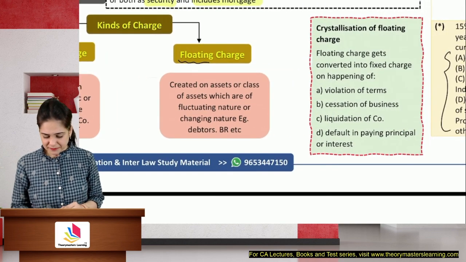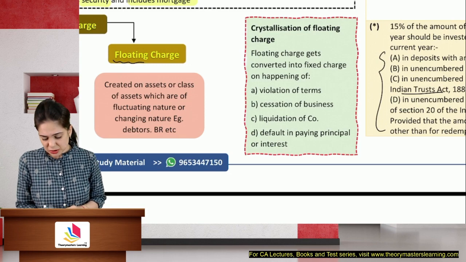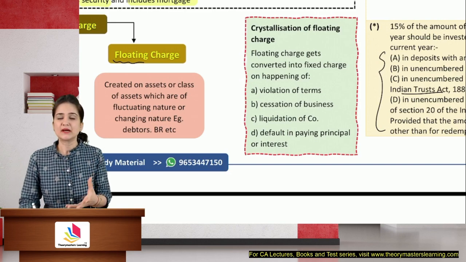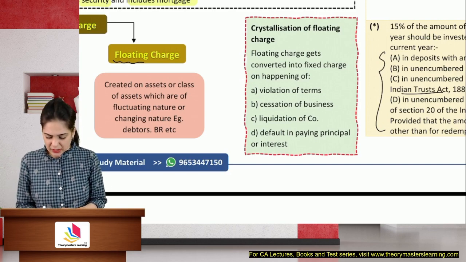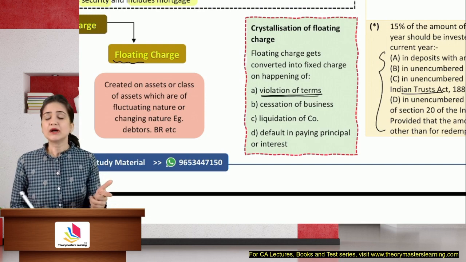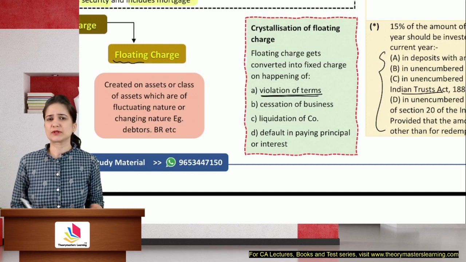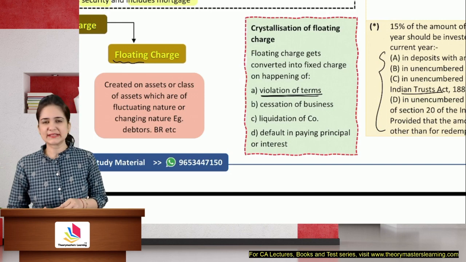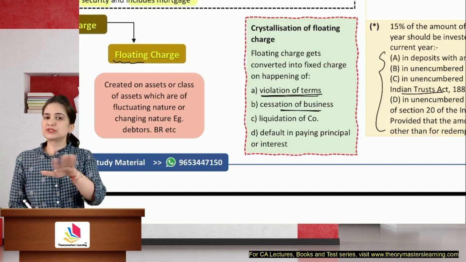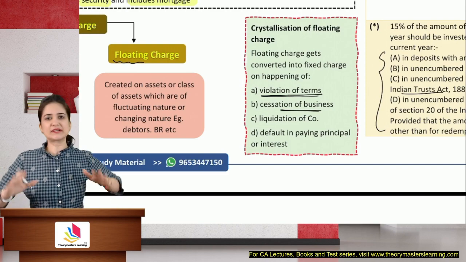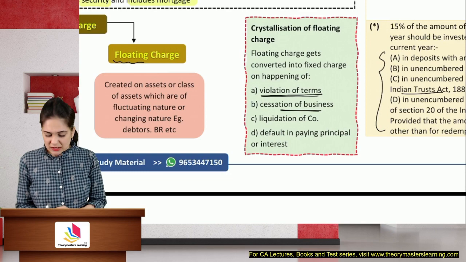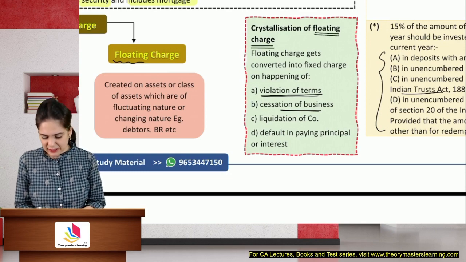Now what if the company violates the terms of charge? It violates any term, like you have not paid the principal amount, you have not paid the interest on time, or maybe you have not complied with any other condition. Or the company ceases to carry on business, it is not insolvent, it has not liquidated, you're just not doing business. In that case, the creditor is worried. He feels that you are not in a position to repay his money. So in that case, the floating charge may crystallize into fixed charge.